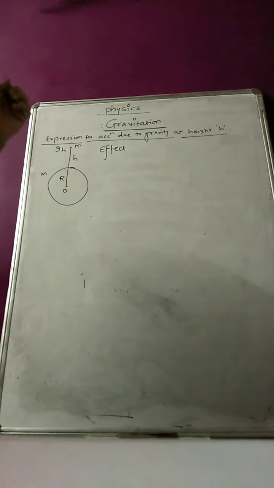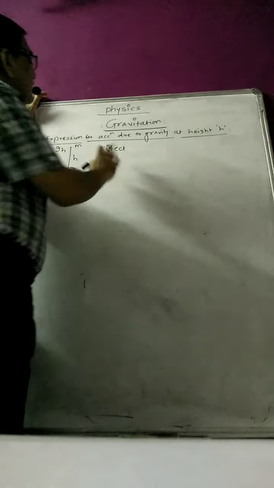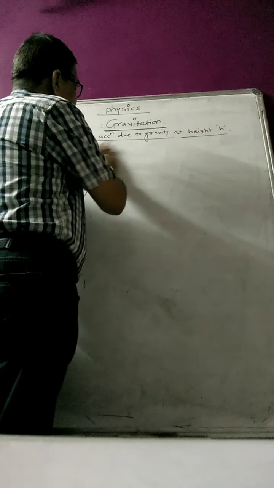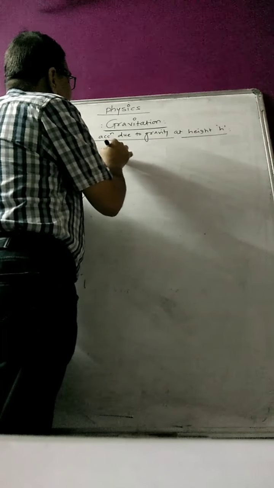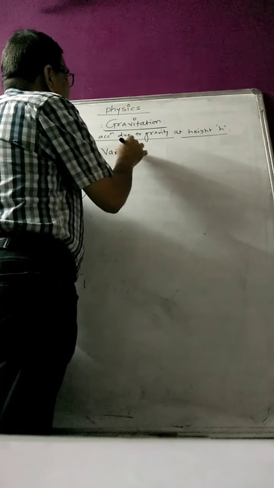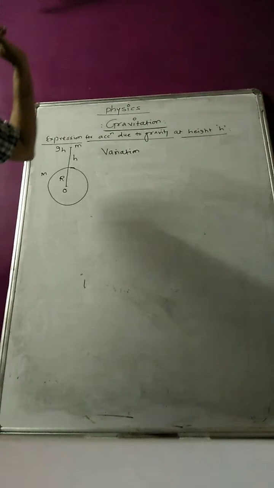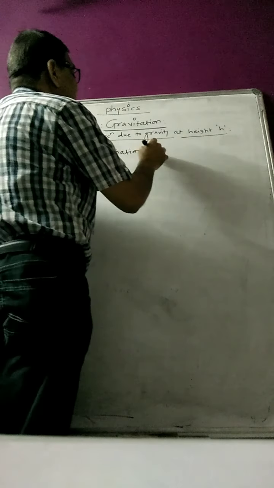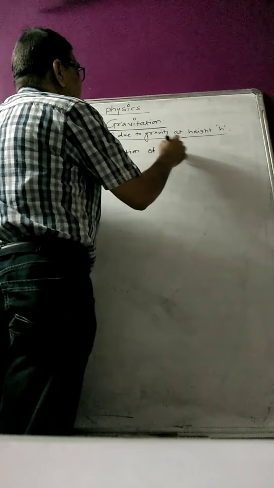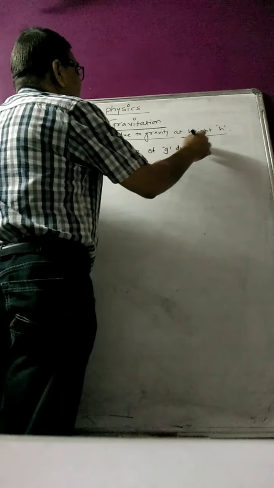Which are the effects or variation of g due to height, depth, shape. Okay, variation of g, we can say effect of height. Instead of that, we can say variation of g due to height.